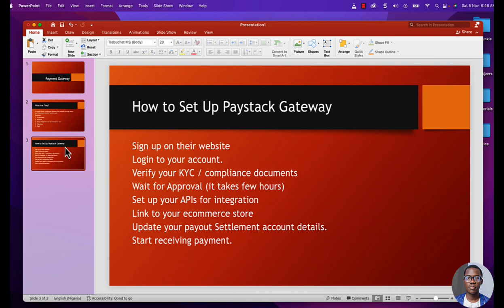Now, basically, this is just an introduction to what we are going to be covering, and in our next lesson, we'll get into the practical approach of setting up these accounts, and completing the whole process all by yourself.